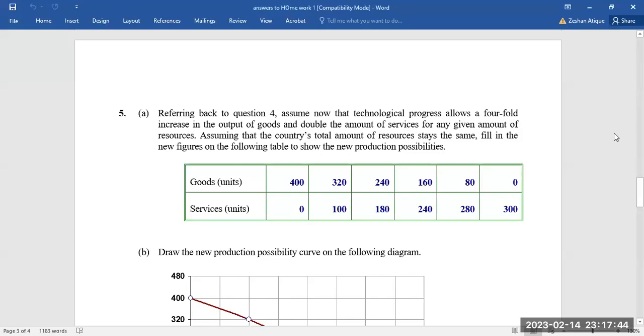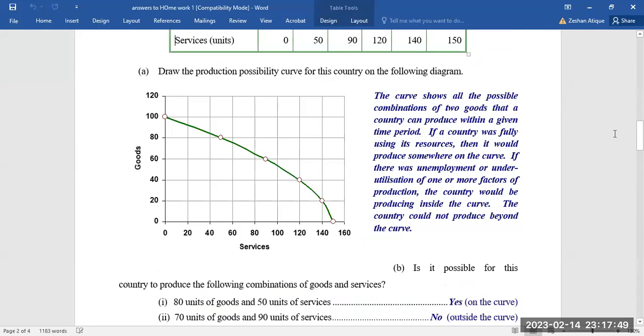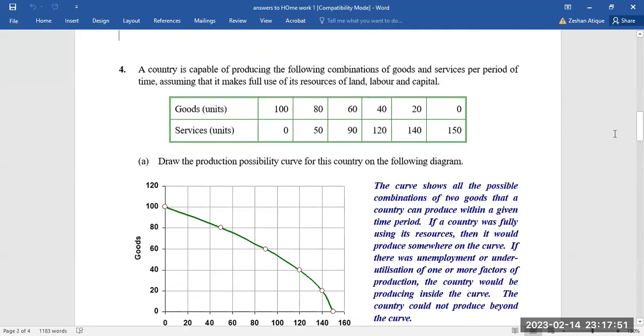Hello, good day. In today's lecture, we are going to continue our solution of the assignment. In the last video, we saw the solution till question number 4. Question number 5 is related to question number 4, so I'm showing you question number 4 on the screen.